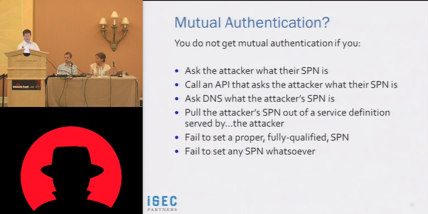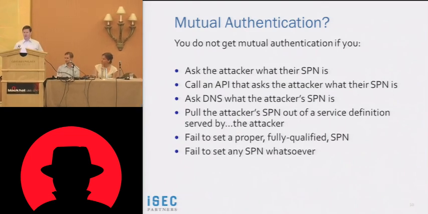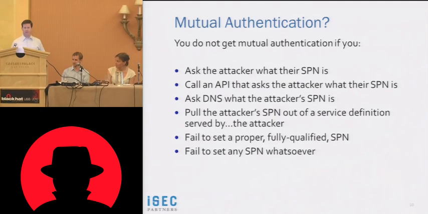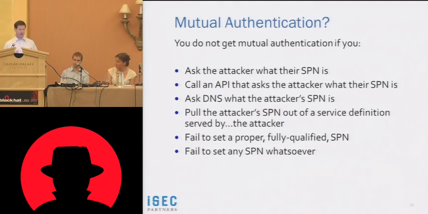Another one is you can pull the attacker's SPN out of a service definition defined by the attacker. If we're using the promise of service-oriented architecture and just have a self-organizing beast of systems and we have all these WSDL documents going around, when we pull down that WSDL document, we're probably pulling it from an attacker and we're looking at the SPN within that document.